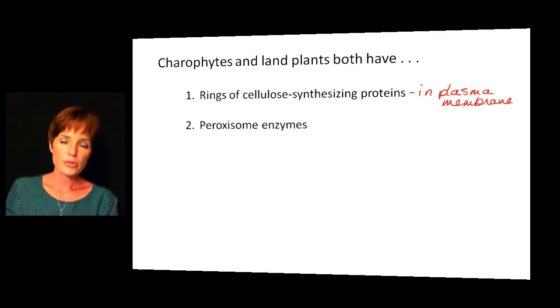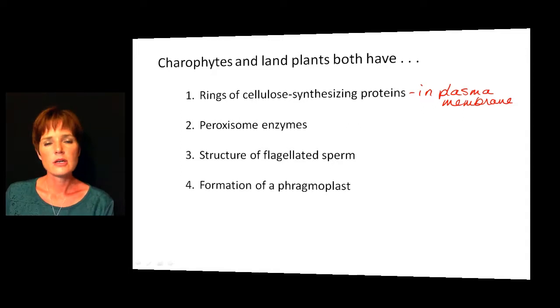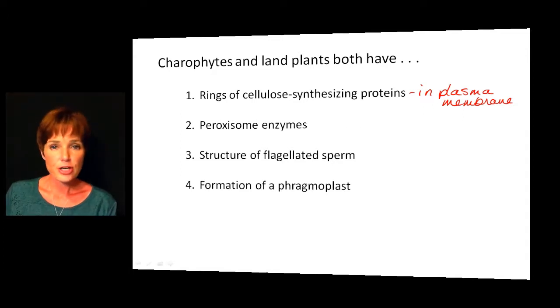They also are both going to have peroxisome enzymes. This can be very helpful when we're dealing with the effects of photorespiration. Another thing is that they have a similar structure to their flagellated sperm. The last one that they share in common is the formation of a phragmoplast.